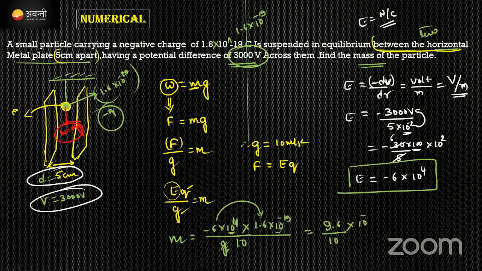This divided by 10 means 0.96 into 10 to the power of minus 15 kg is coming, right? This is the value of the mass which is actually suspended between two parallel plates. Did you understand how it was calculated?